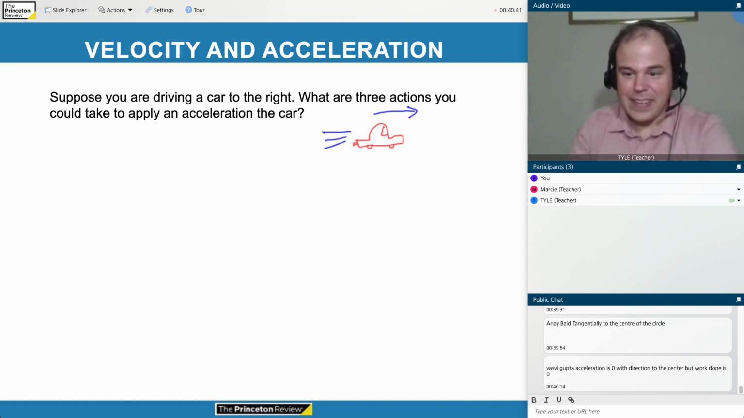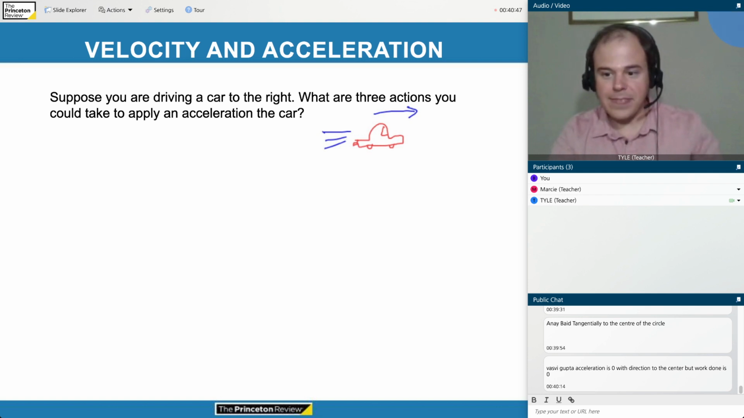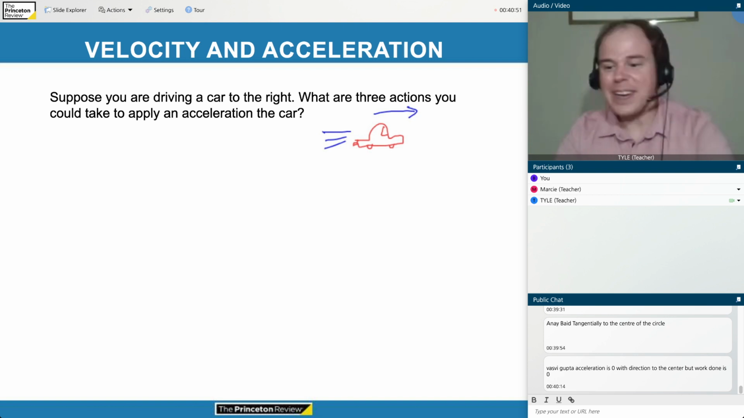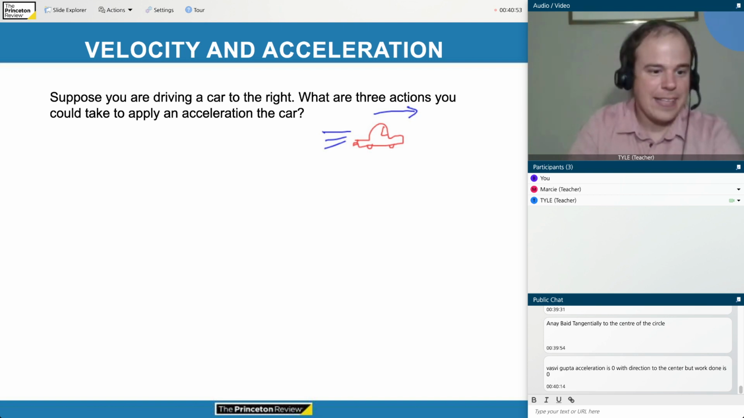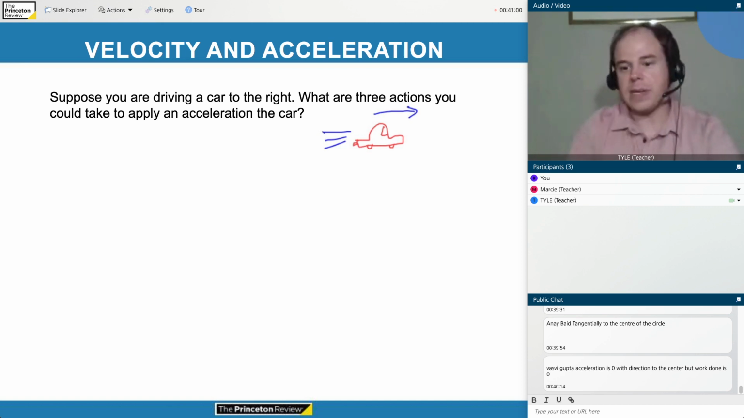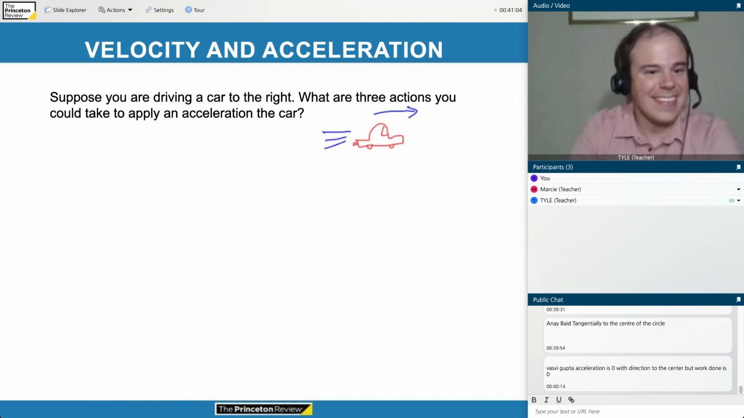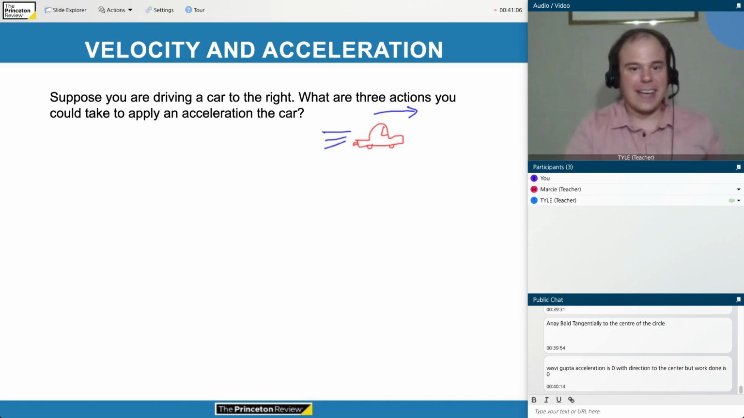Fantastic. And yeah, good, Vasvi. I hear somebody in the chat says acceleration is 0 with the direction towards the center. Good, but there's also 0 work done. Yeah, that's absolutely correct. We're not going to get into work in today's class, but that's absolutely right. Like the centripetal force, so to speak, wouldn't do any work because it's at right angles to her displacement. But that's a bit of a separate topic.